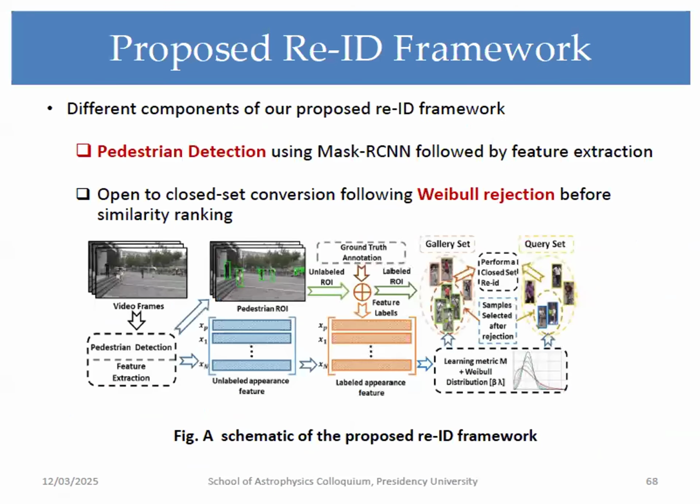This is converting an open set to a closed set re-ID by rejecting some probe samples. So this is a re-ID framework, as you can see here. This is the main thing. We have the learning metric, which is a Mahalanobis metric, plus a Weibull distribution. These are curves characterized by the shape parameter beta and the scale factor lambda.